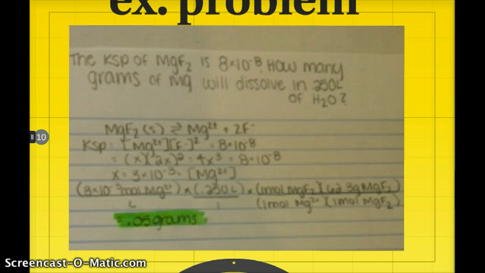Next, do stoichiometry to find grams. So we take the molarity that we just solved for and get to moles by multiplying by the 0.25 liters. Then we do mole-to-mole ratio of magnesium to magnesium fluoride taken from the BCE. So it's just a 1-to-1 ratio. And then from there you use molar mass to get to grams. So you multiply by 62.3 grams and you get a final of 0.05 grams.